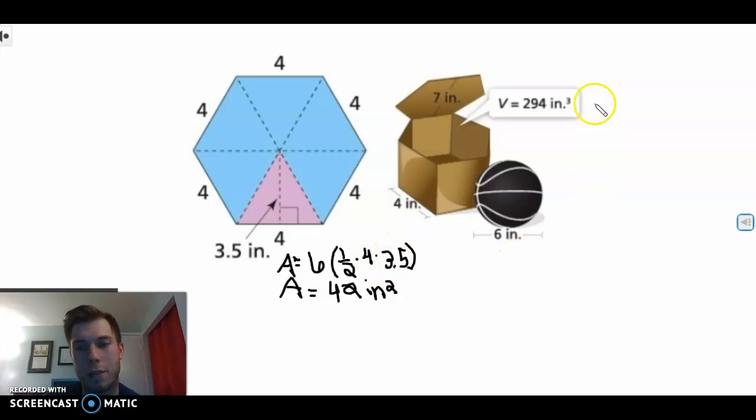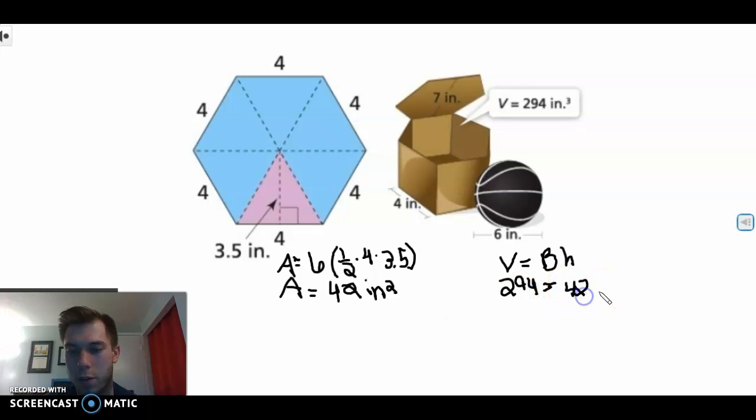Now that we have the area of the base, we can use the volume to figure out what the height is going to be. So go ahead and write your formula. Volume equals big base multiplied by height. You know the volume in this case, which is 294 inches cubed. You know the area of the base, which is 42 inches squared. And you don't quite know the height yet, and that's what you need to figure out. Take a moment and do that.